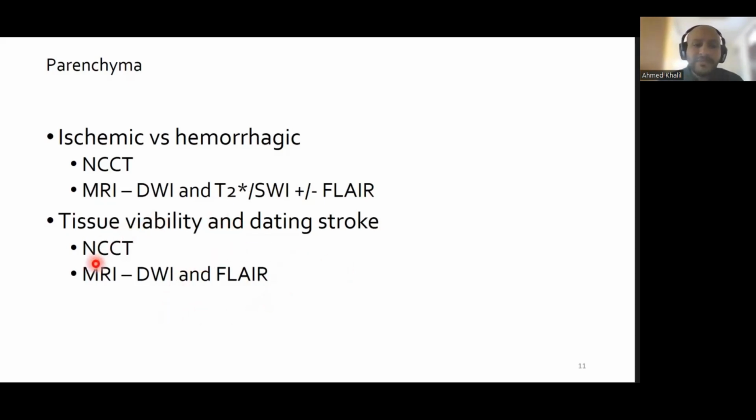And this can be done. There are techniques now being developed to make this approach work with CT too. They're still in the experimental phase, but the most important way that we are able to actually date strokes in patients who cannot tell us when the stroke started is MRI, and for that we use the diffusion-weighted images and the FLAIR.